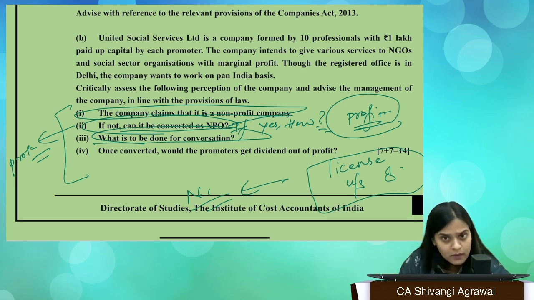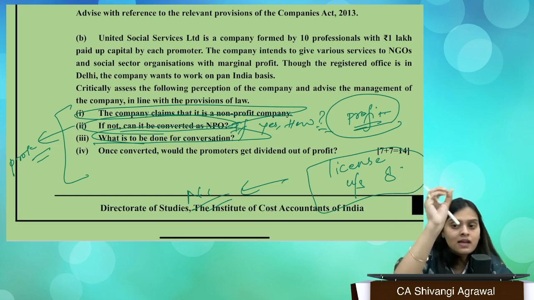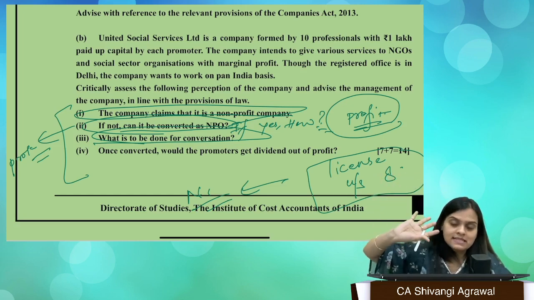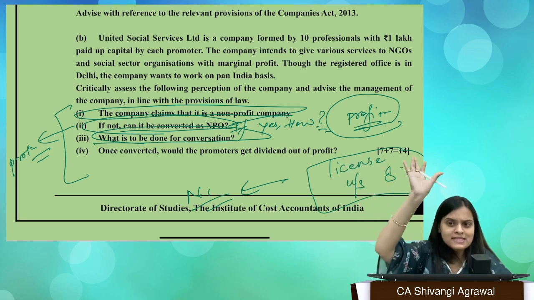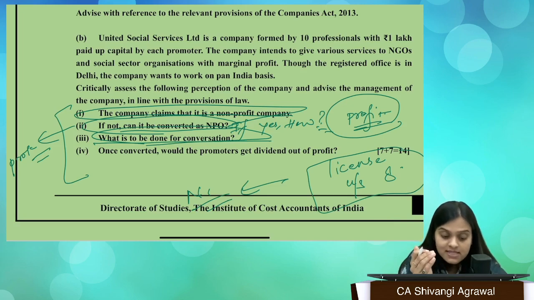Even if it was not given, you must have written briefly how we convert. Briefly, in just 2 lines, by making an application for license, we have INC 12, right? So we make an application. The existing companies can make an application and they can get the license. They have to give the required documents. So now it is being asked what is to be done for conversion. You have to write the entire steps.